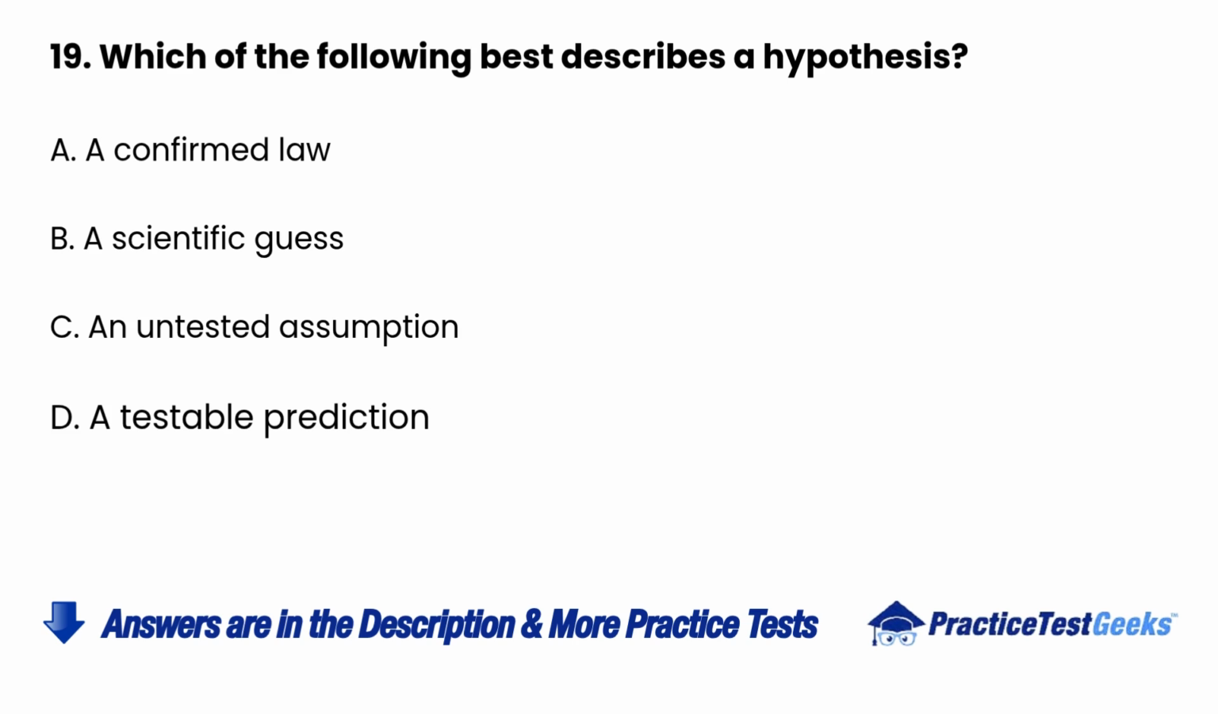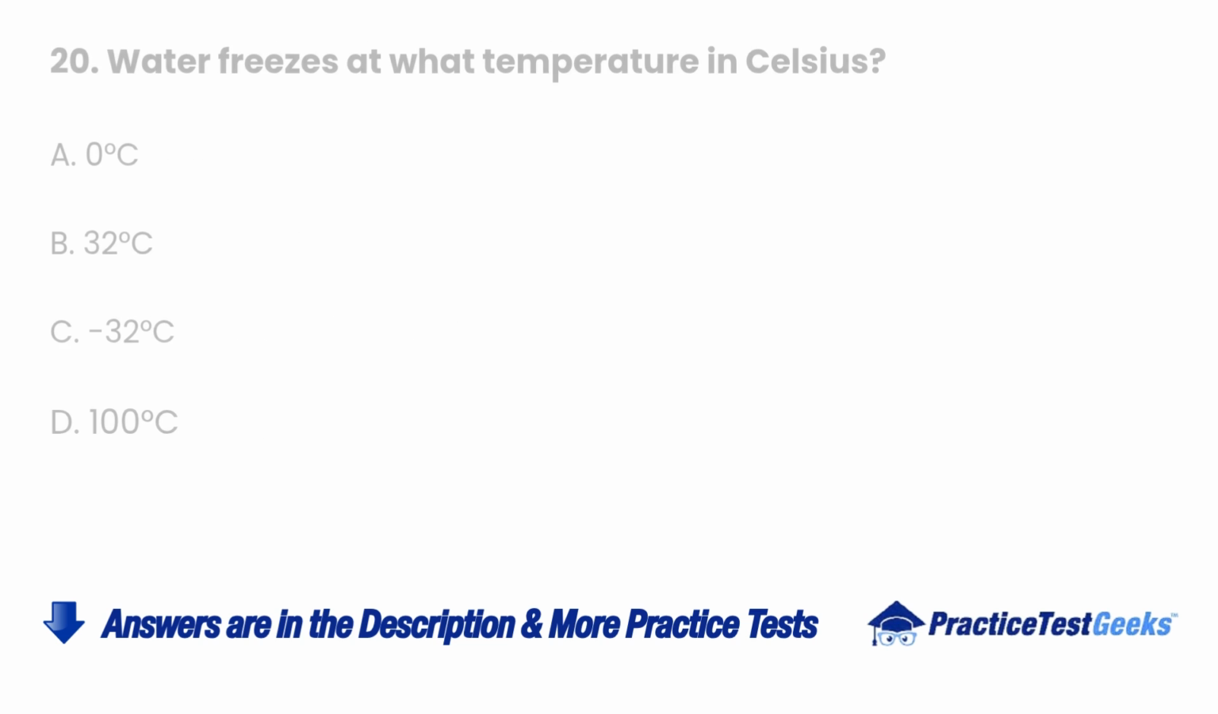19. Which of the following best describes a hypothesis? A. A confirmed law. B. A scientific guess. C. An untested assumption. D. A testable prediction.